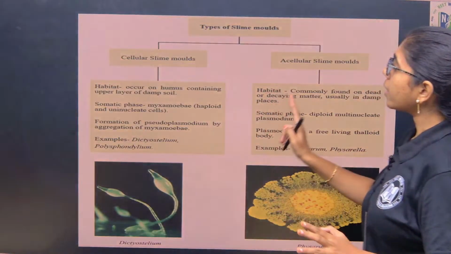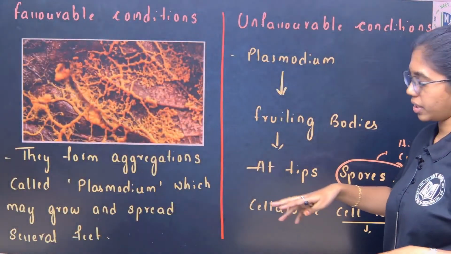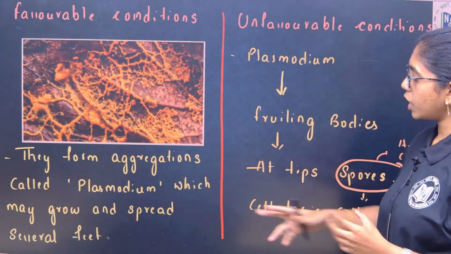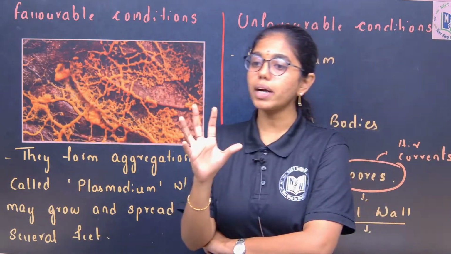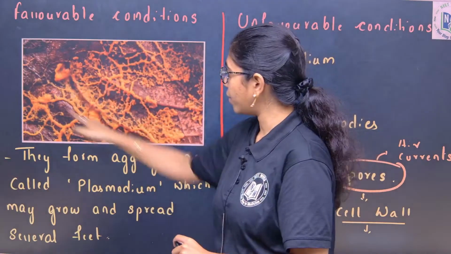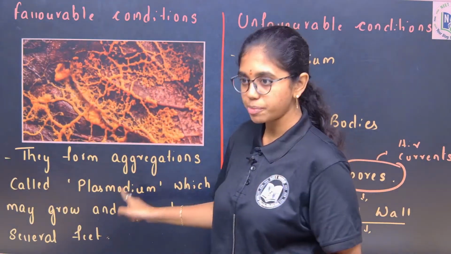During favorable conditions, slime molds will extend their feet and they will form aggregations called plasmodium. Okay, during favorable conditions, what happens? Slime molds will extend their feet and they will form what? Plasmodium. Those aggregations are called plasmodium.